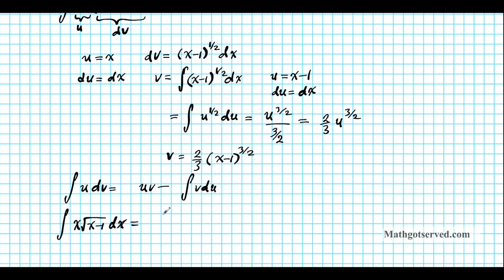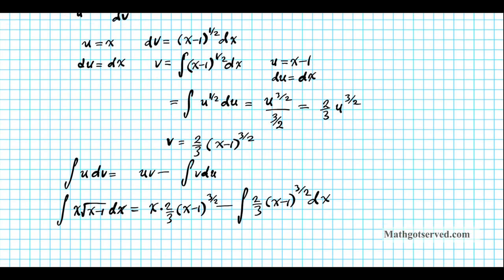uv. U is x, v is this term we got right here that we had to use substitution to find, which is 2/3 x minus 1 to the 3/2, minus the integral of v again, 2/3 x minus 1 to the 3/2. du is just simply dx. Okay.